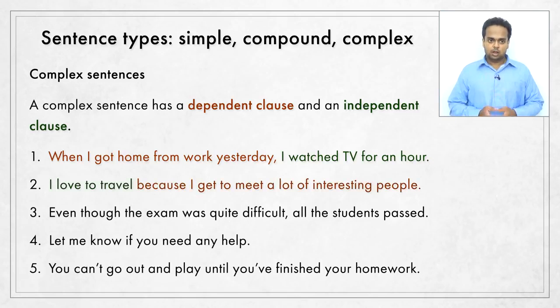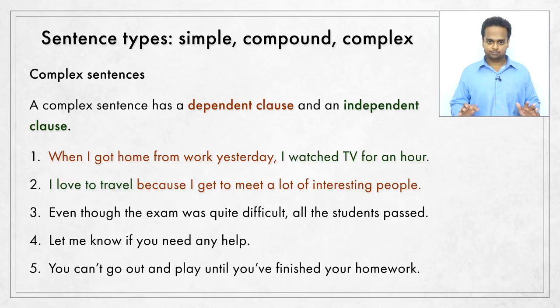Alright, in number 2, I love to travel is the independent clause, and because I get to meet a lot of interesting people is the dependent clause. Now in sentence number 1, we saw that the dependent clause came first, and here in number 2, the dependent clause comes second. That's okay. In complex sentences, you can put the clauses in any order.